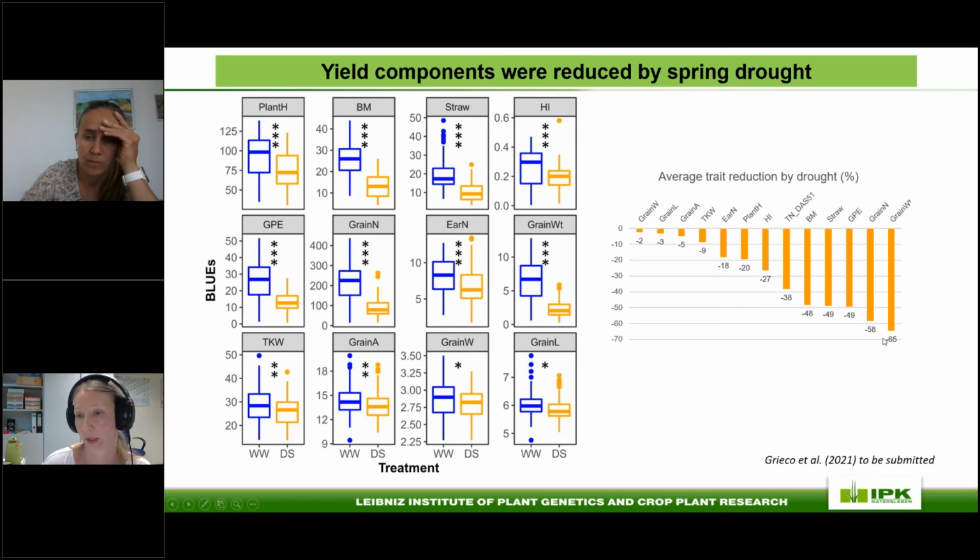However, the strongest effects were observed for the grain weight of the plants, which was reduced by 65% compared to control, and mainly caused by a loss in grain number and grains per ear, while the straw biomass and the total biomass were not as strongly reduced compared to the grain weight. So it was a severe drought scenario.